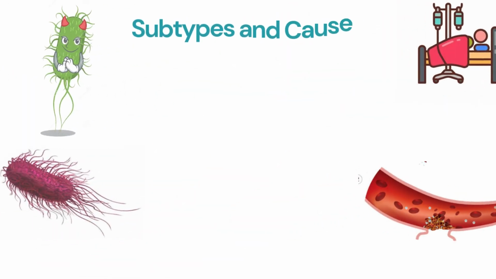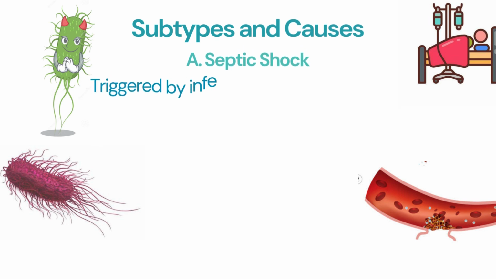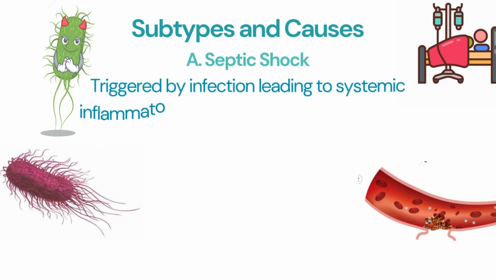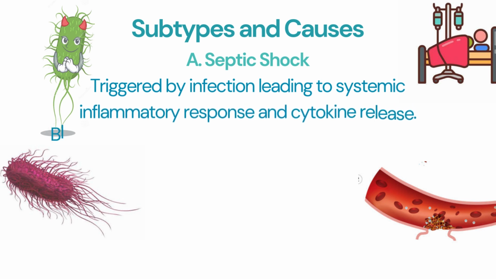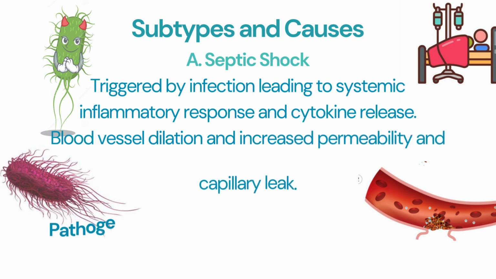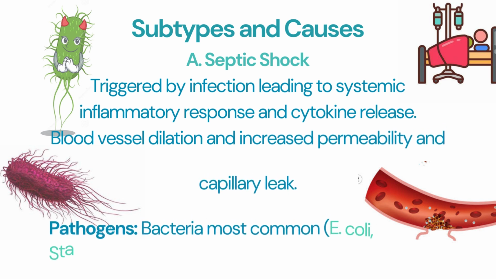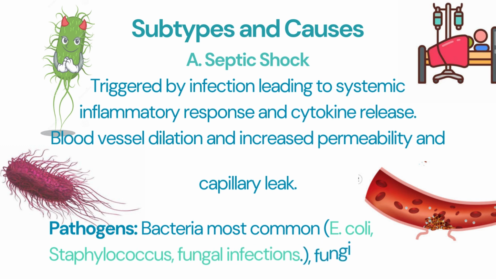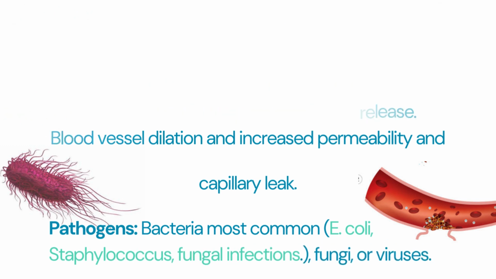Subtypes and causes. A. Septic shock. Triggered by infection leading to a systemic inflammatory response and cytokine release. Blood vessel dilation, increased permeability, and capillary leak are common. Pathogens include bacteria, such as E. coli and Staphylococcus, as well as fungi and viruses.